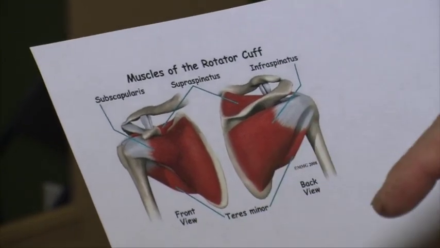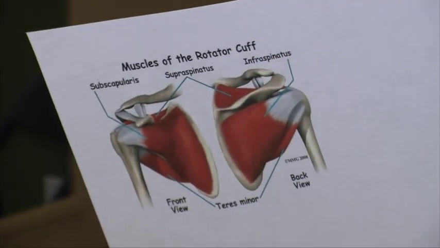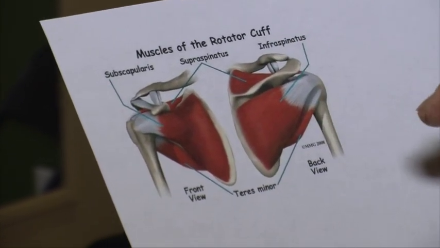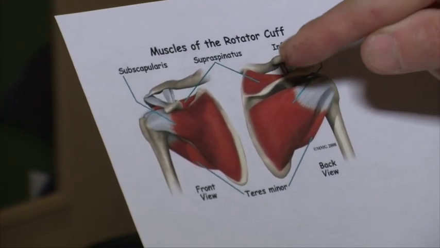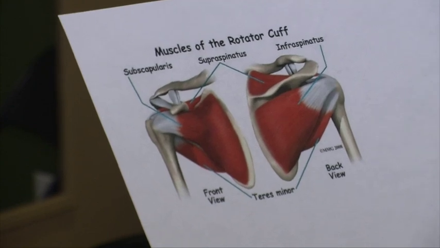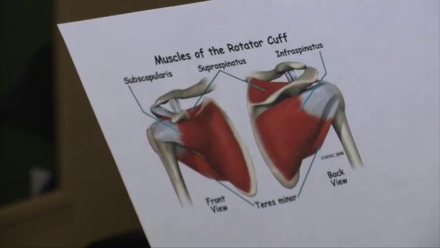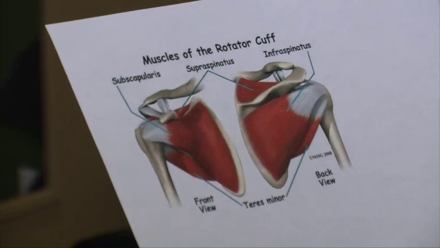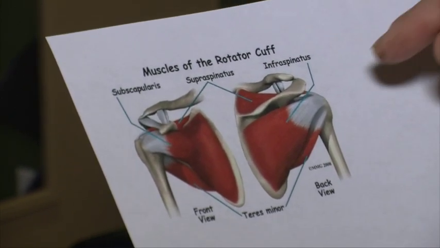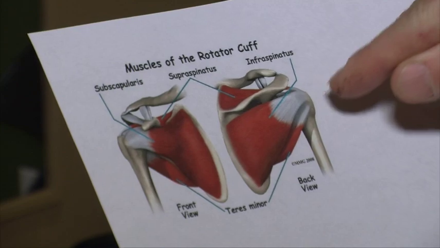If we look at the front view, there's a subscapularis muscle, and then if we look from the back view, there's a teres minor, an infraspinatus, and the supraspinatus. And they all coalesce to form the rotator cuff. That's the portion of the tendon that joins those 4 muscles together and inserts right on the bone here.